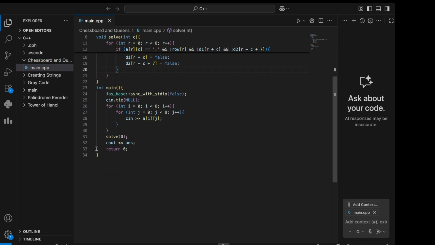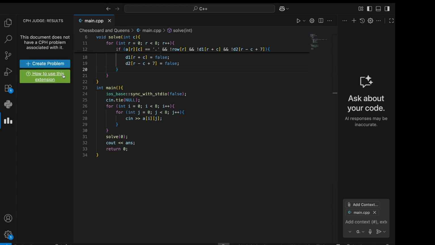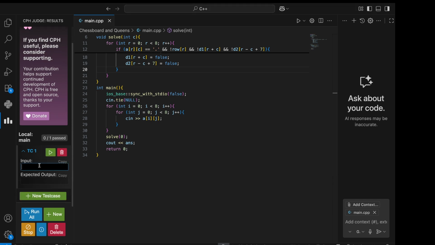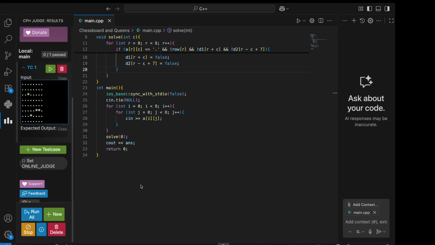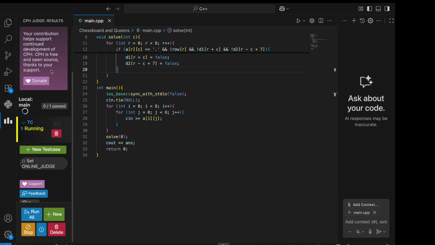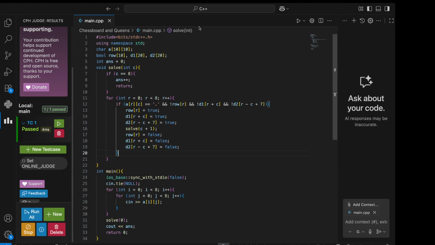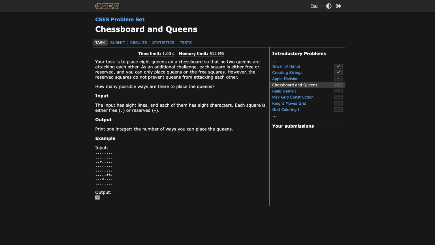Okay, let's try the sample test case. Okay, yeah, I think this is going to be the efficient solution for the chessboard and queens problem. Okay, let's submit it.